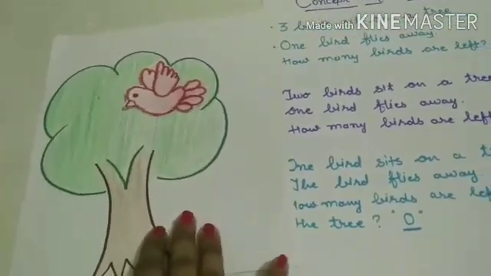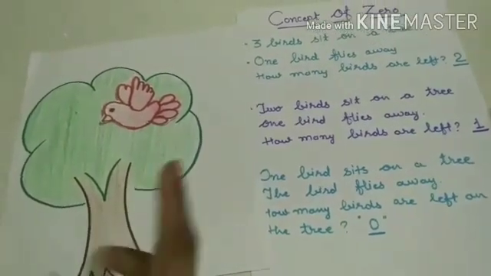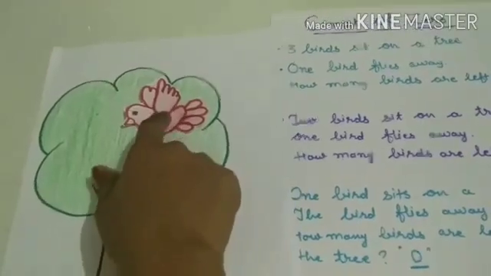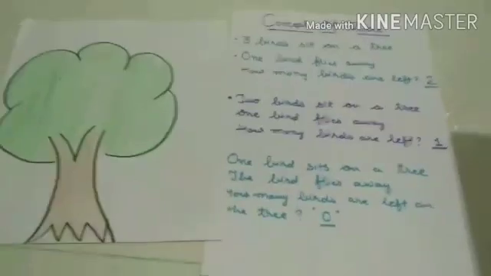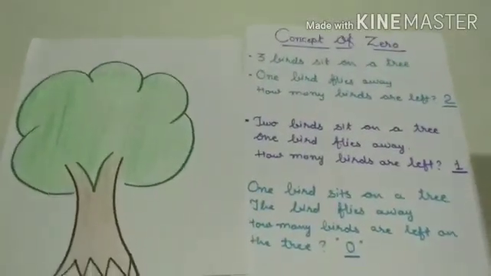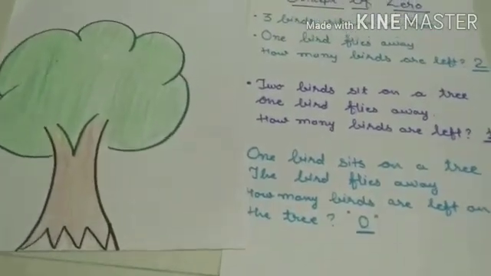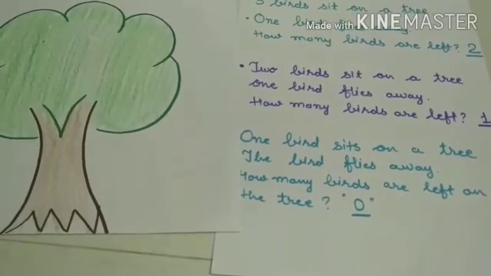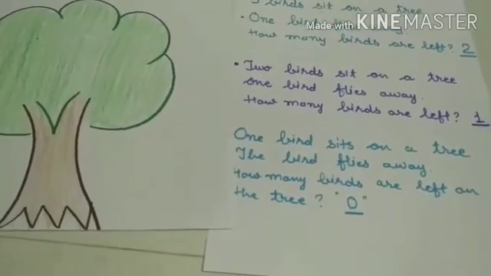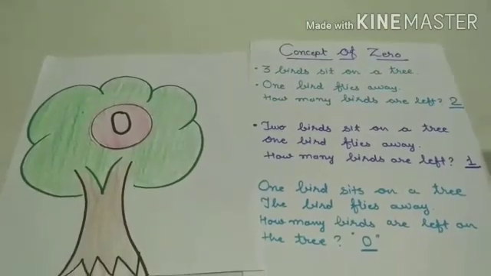Out of these 2 also, one bird flies away. Now, how many birds are left? Only 1. If that bird also flies away, now how many birds are left? Can you see? No, there is no bird. When there is no bird on the tree, we say that there are 0 birds on the tree. 0 means nothing. How will you write 0? Like this.